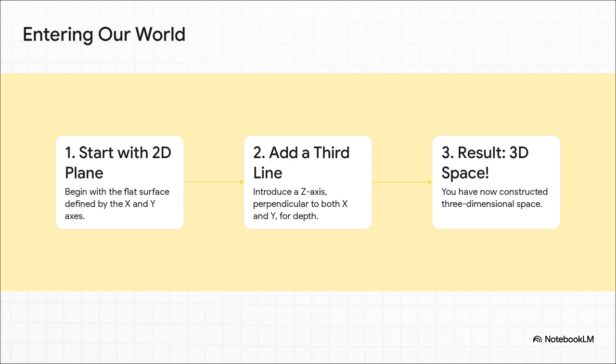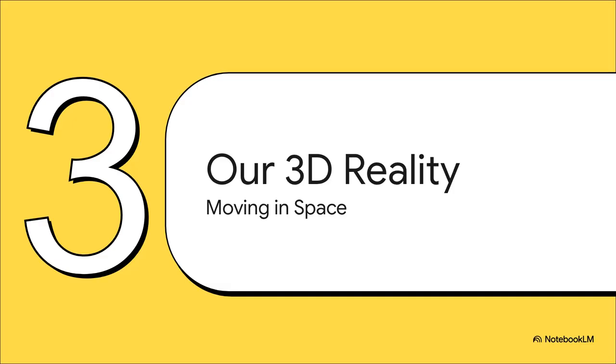But, our world isn't flat. So what do we do? We build again. We take our 2D flatland with its x and y axes, and we add one more line, a z-axis, that sticks straight up out of it, perpendicular to both of the others. And this new axis, it gives us depth, it gives us height. And with that one final addition, we've done it. We've constructed the world that we all know and live in, a world with length, width, and height. We have arrived in 3-dimensional space.